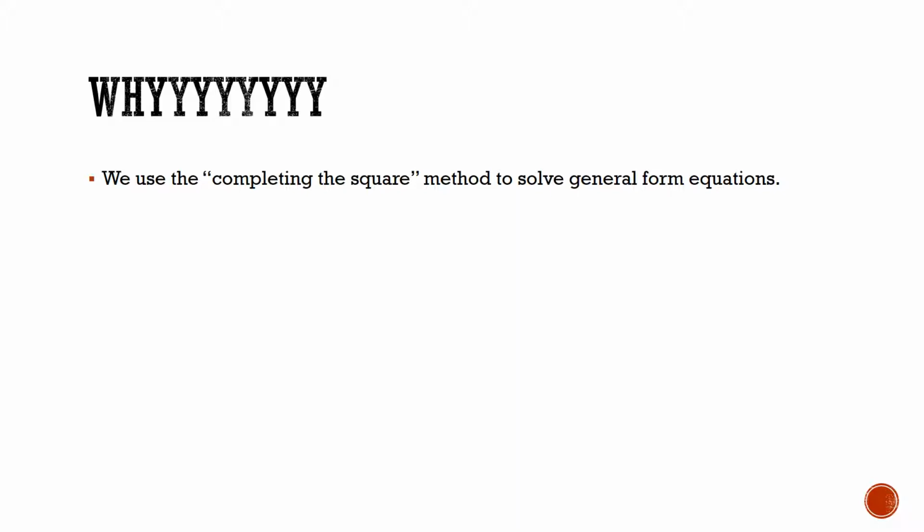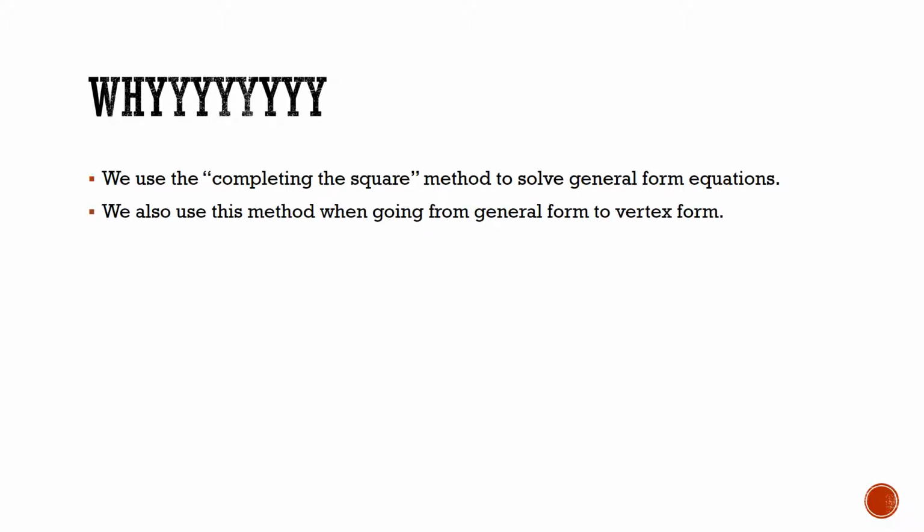All right, so why do we use the completing the square method? We use it to solve general form equations, like ax squared plus bx plus c equals some number. Before, we really couldn't solve those. We would plug them into our calculator, plug that into y1, and then plug the other number into y2 and see where they intersected. Now there's a method.